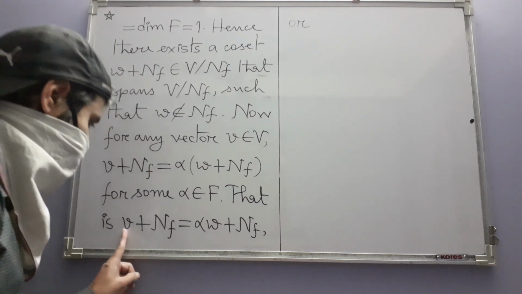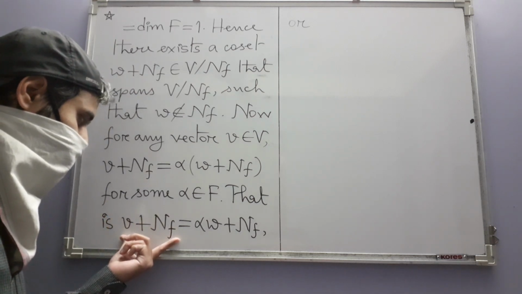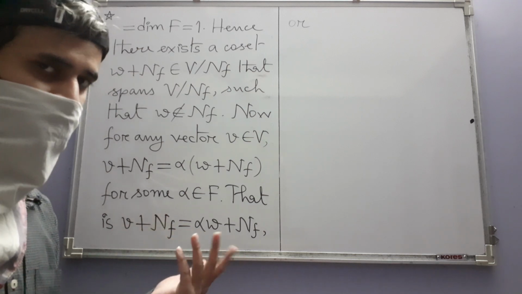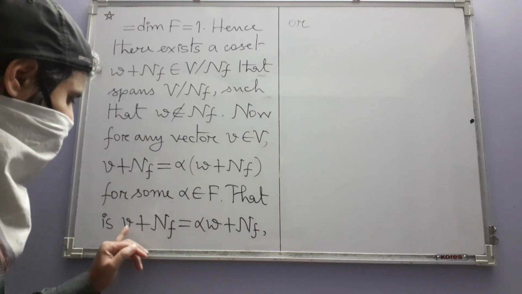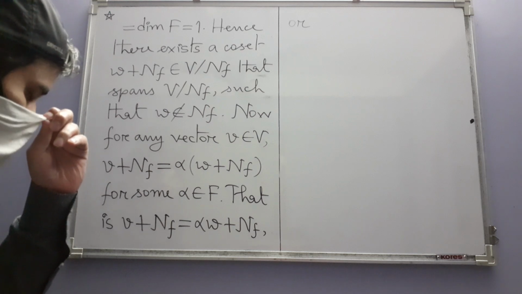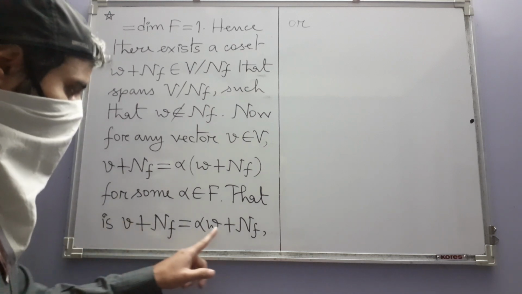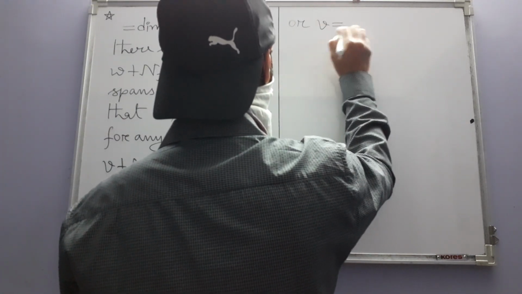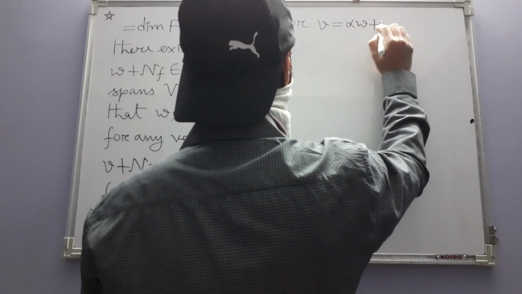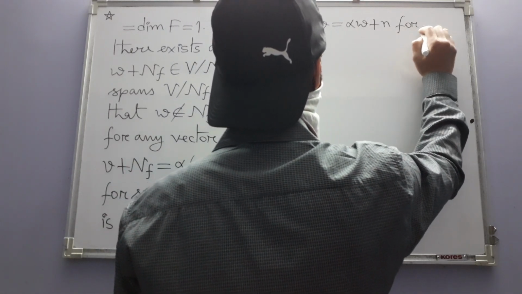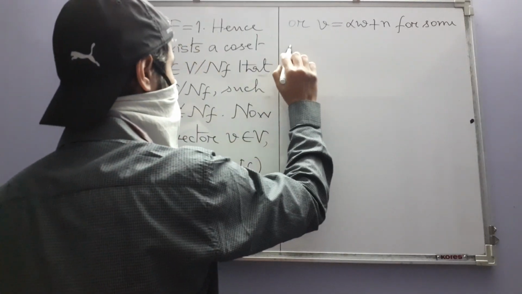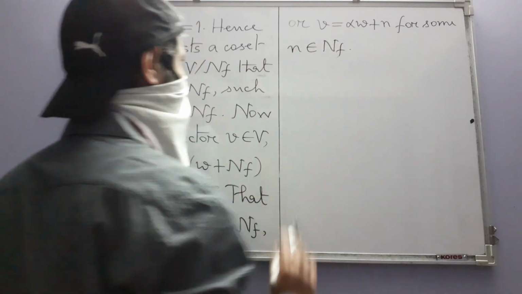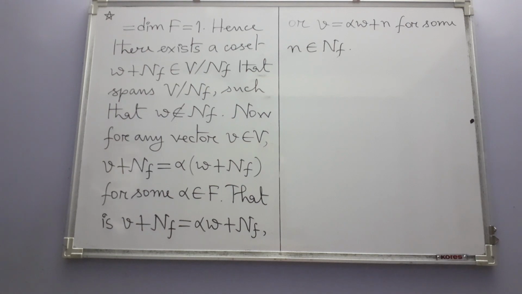Okay, now the vector v itself belongs to this coset, no doubt about that, because if you choose the zero vector which is there in nf, because it's after all a subspace, then you get v plus 0, which is v. So v belongs to the left side, so v will also belong to the right side. So that means v is equal to alpha w plus n for some vector n in the kernel of f. Okay.